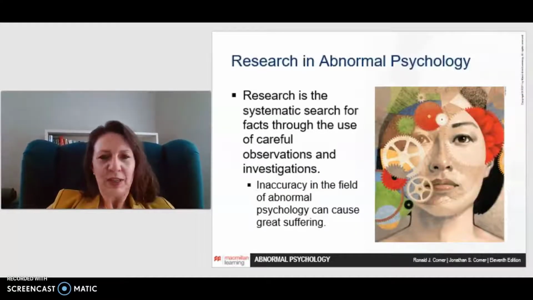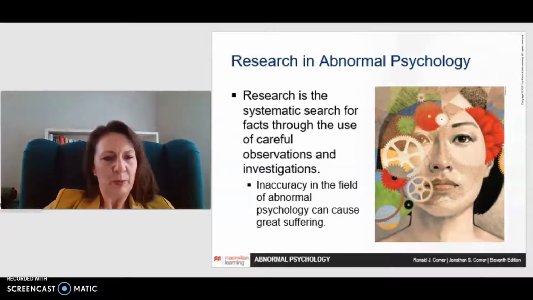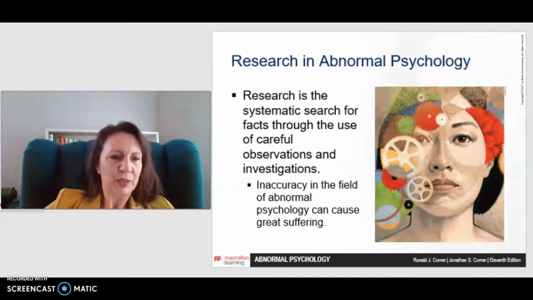So what is research? It is the systematic search for facts through the use of careful observations and investigations. And we know that if we mess up and we have inaccuracies in the field, that we can cause great suffering. So we try to go to great lengths to design our research appropriately and use solid procedures.